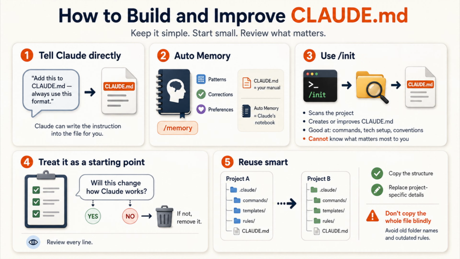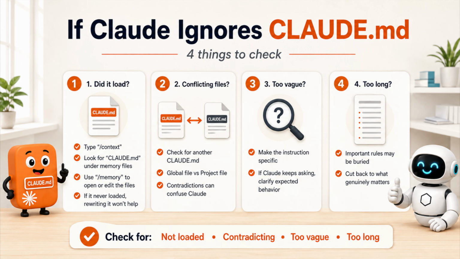First, did the file actually load? Type /context and look for the CLAUDE.md file under the memory files. That tells you what actually loaded into the session. If you want to open or edit the files themselves, use /memory. Second, is there another CLAUDE.md file contradicting it? Your global file may say one thing while the project file says something else. Third, is the instruction too vague? If Claude keeps asking questions about something the file is supposed to answer, make the expected behavior more specific.